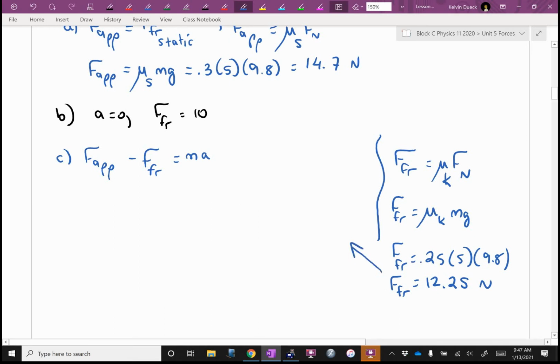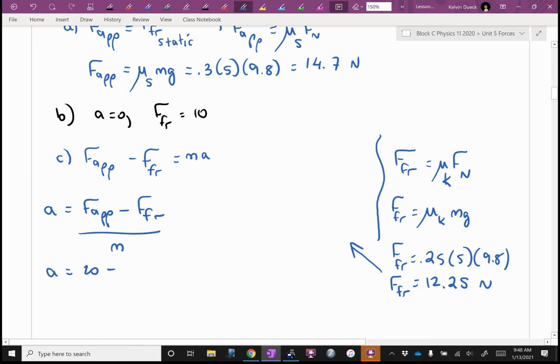Let's walk that over here. What else did part C want me to find? Newton's second law. How would I get the A by itself? So I'll have this. A equals F applied minus friction over M. In C, how hard are we pulling? What's F applied? 20? Minus, I know what friction is.